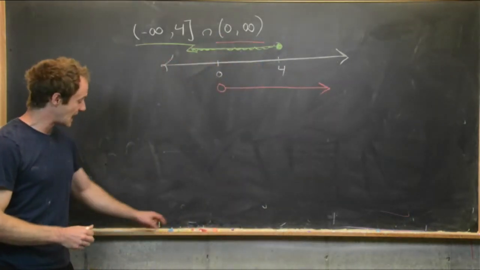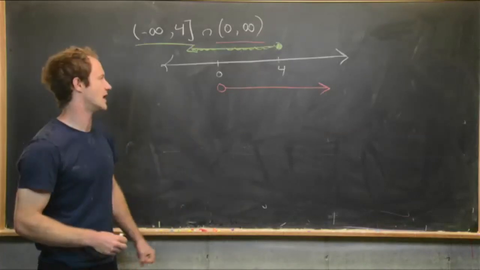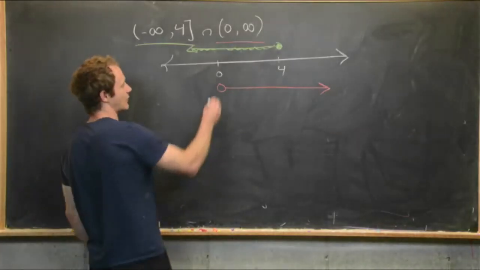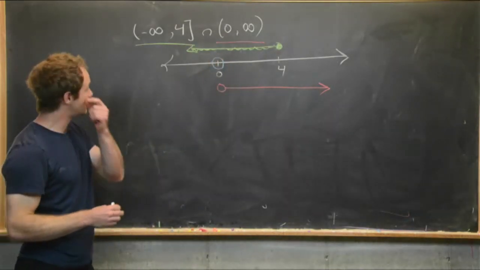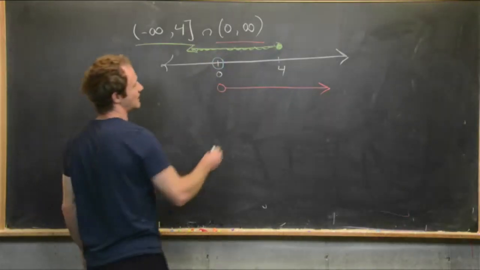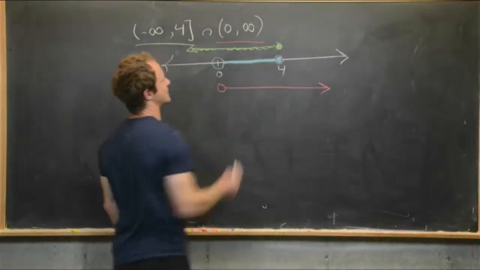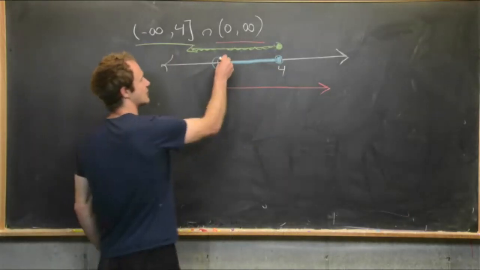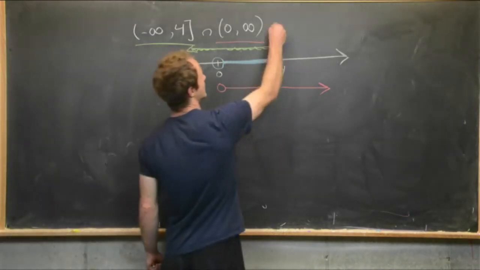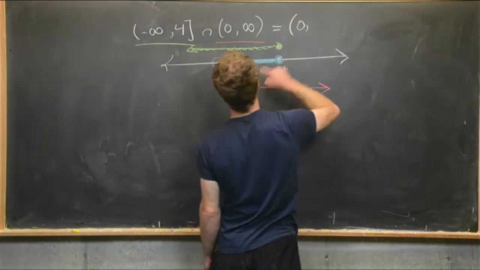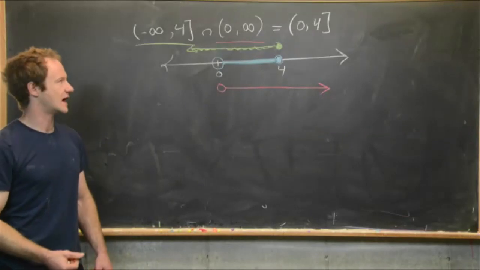Great. But now if we want to intersect these, we want to look for things that are shaded both green and red. The things that are shaded both green and red, we could write in blue like this. It does not include 0, but it will include everything up to 0, and then it does include 4, and everything in between. So that would be the shading or the picture of this set. If we wanted to write that in interval notation, it would be open on the left by 0 and closed on the right by 4.